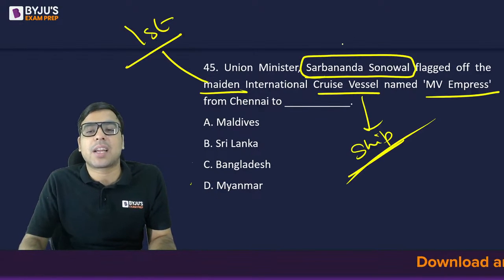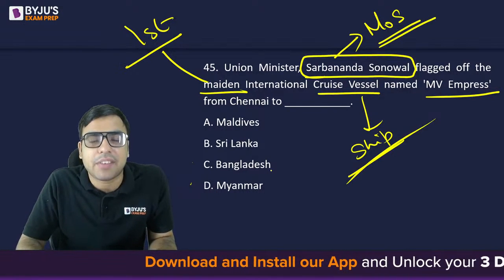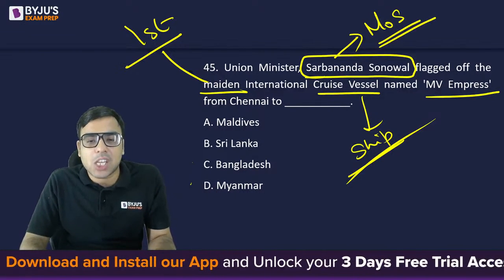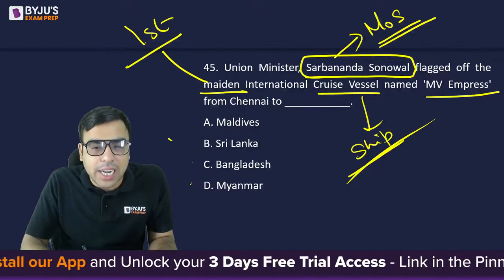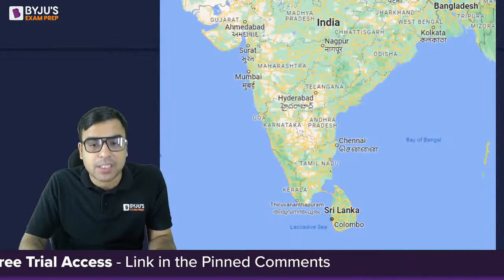इसका आंसर बताइए. Sarbananda Sonowal is actually the minister of shipping, है ना? He has launched this from Chennai to... The right answer is Sri Lanka. B is the right answer. Yes, Gauri, Gopal, Vandana, Nitika, Priya, Chavan, you all are right.